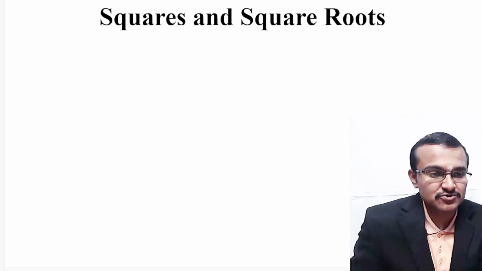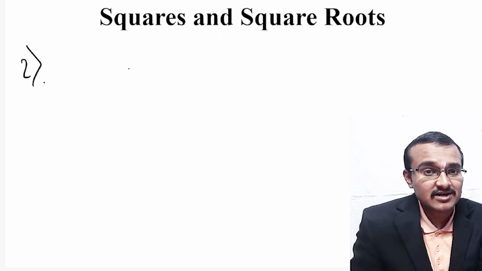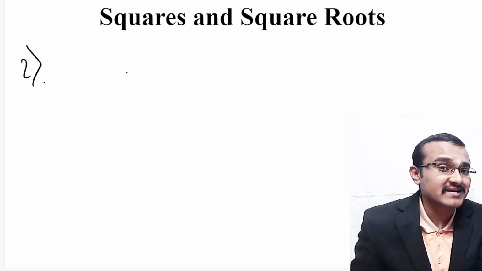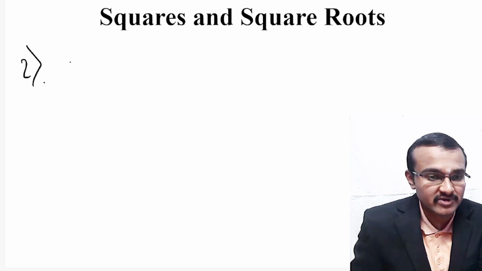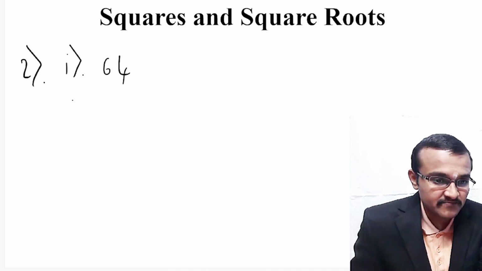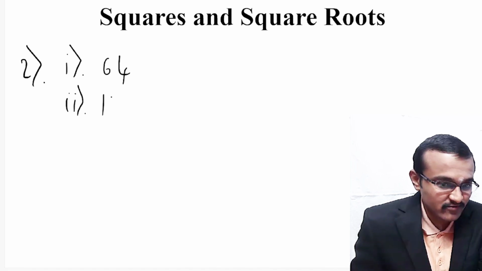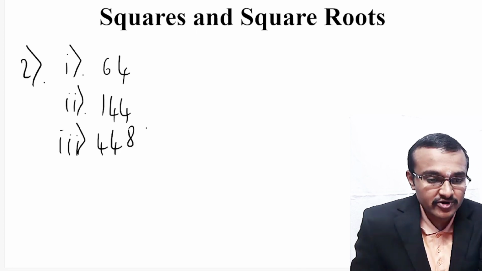So coming to the second question in this particular exercise, they are asking to tell how many digits will be there in the square roots of these particular perfect square numbers. So the first perfect square which they have given is 64. The second one is 144. The third one is 4489.